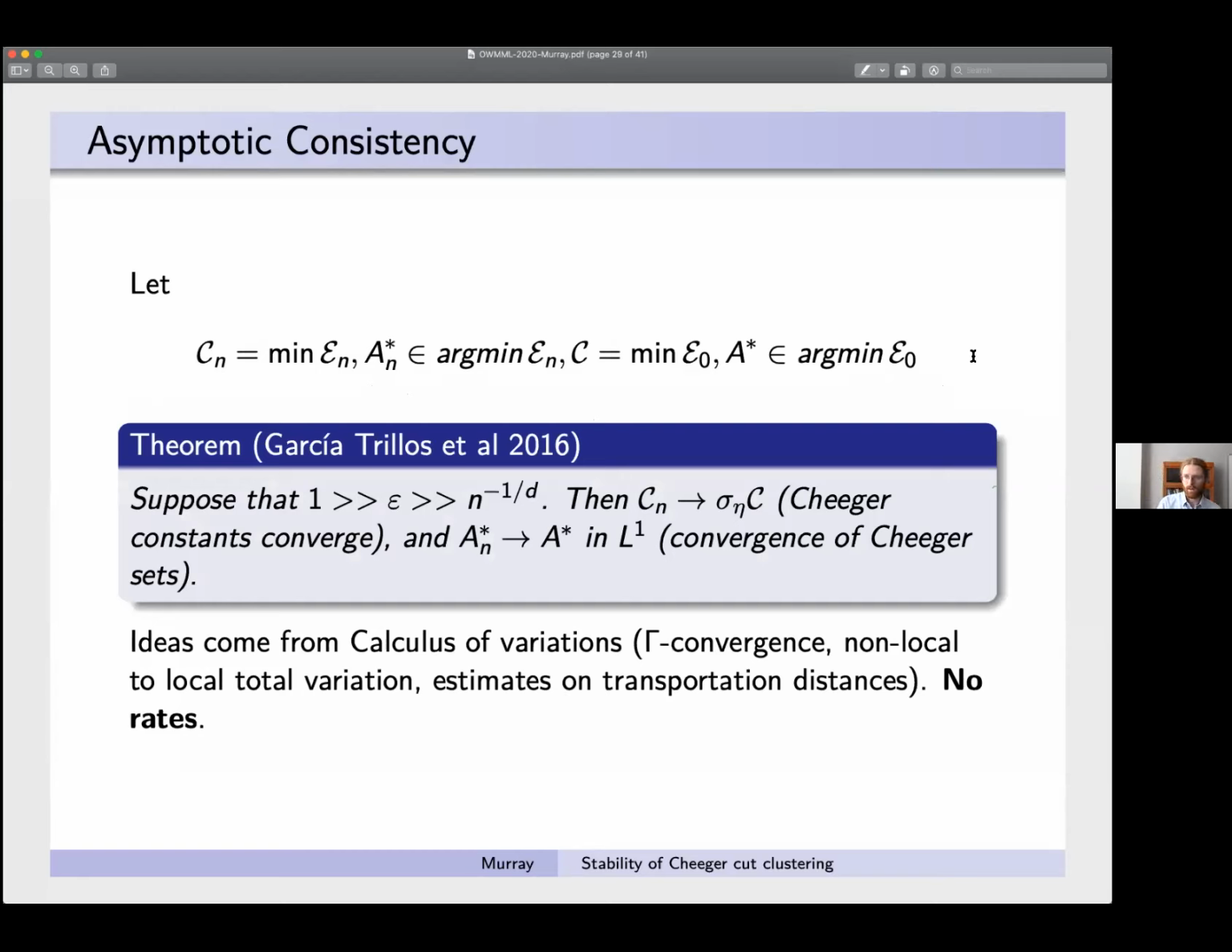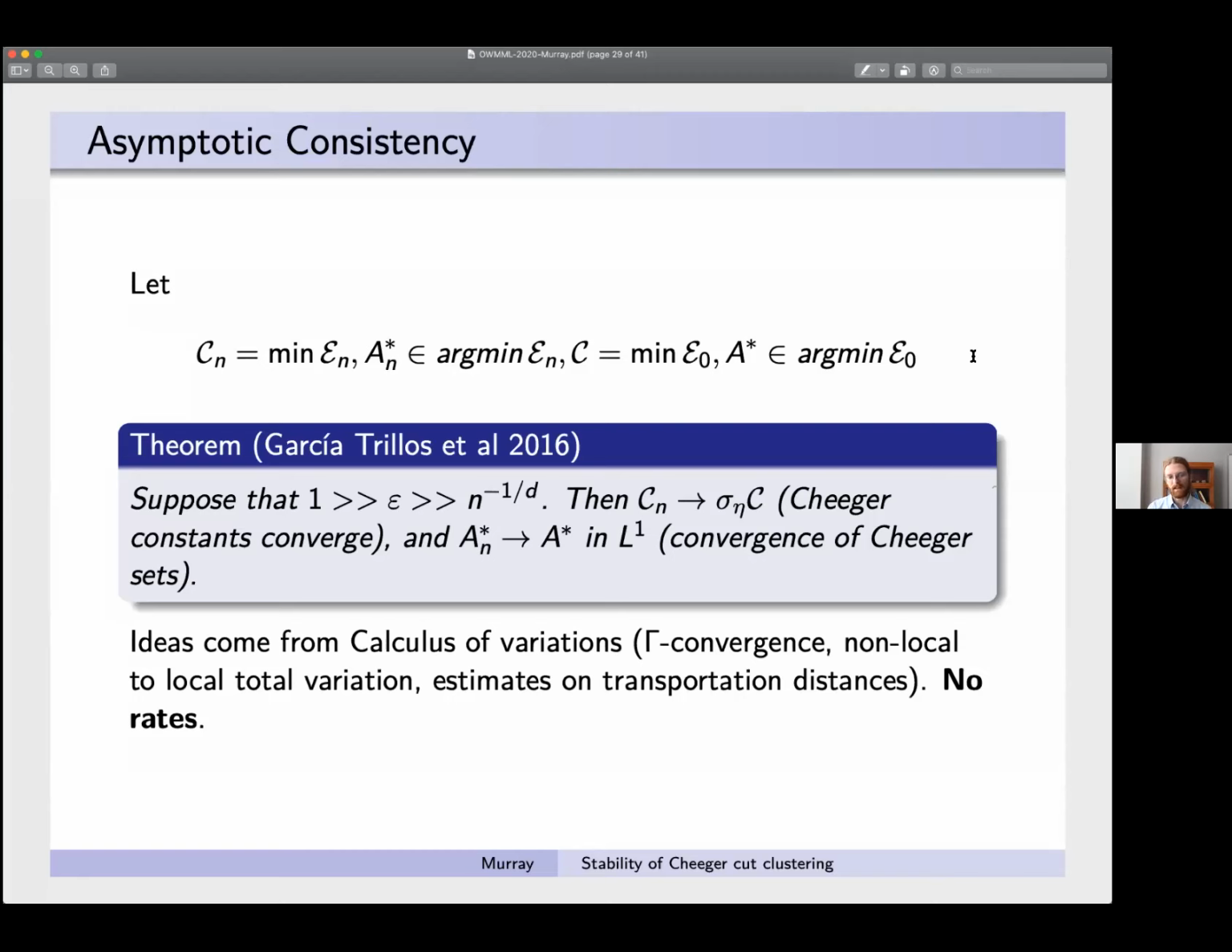Okay, so one of the big steps towards the work that we did was to prove even just an asymptotic consistency result for these Cheeger cuts on graphs, even just that they converge at all. And there are a series of works around 2016 with Nicolás and some of his other collaborators that established exactly an asymptotic consistency result. And it reads something like this. I've suppressed things like logs of n, I've suppressed technical details.